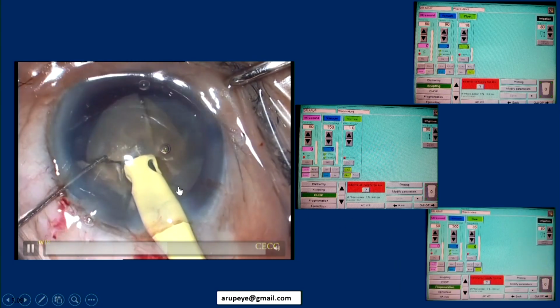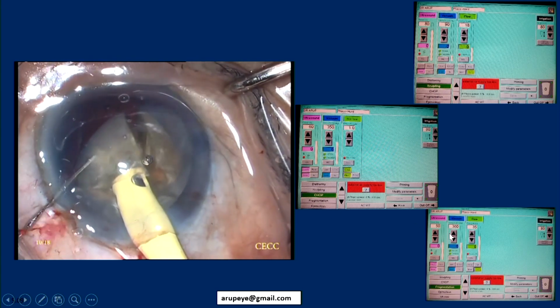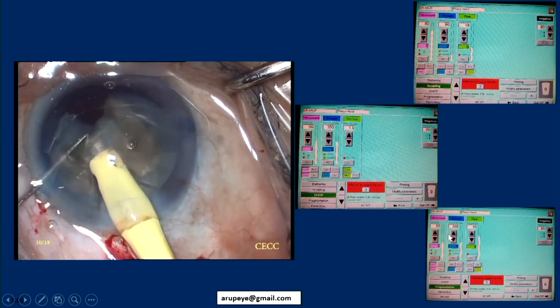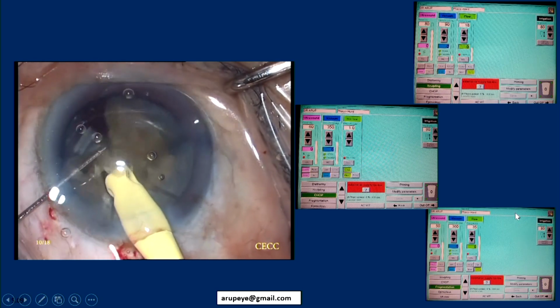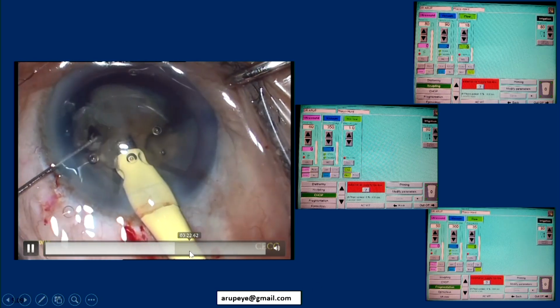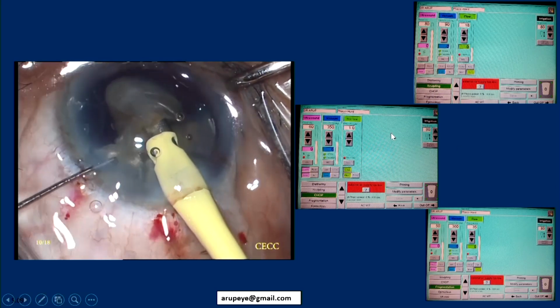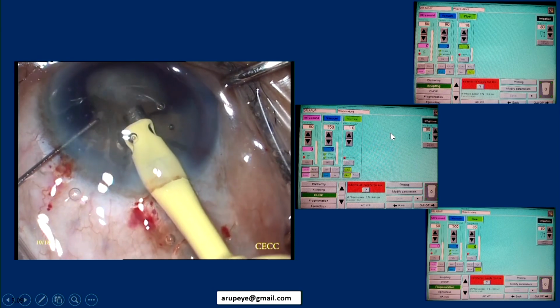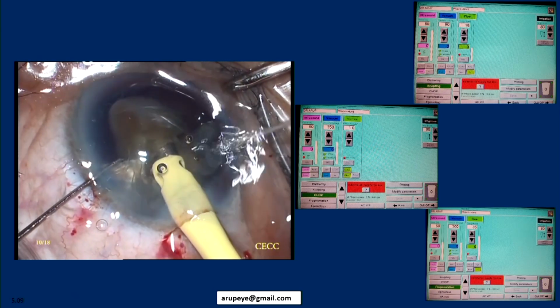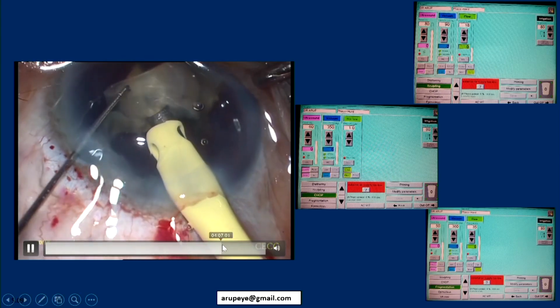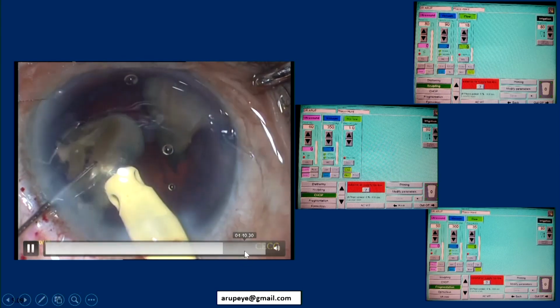So while chopping and during fragment consumption, I will not be using continuous, I'll be using a pulse mode, about 40 pulses per second. And I'll talk about the parameters as well. Again, this is titrated. There's nothing hard and fast. These are the parameters I'll start off with, and if I find that there's too much turbulence or not adequate aspiration, the parameters will be changed accordingly. So if you see at the end of the surgery, without any surge, the last piece is consumed.